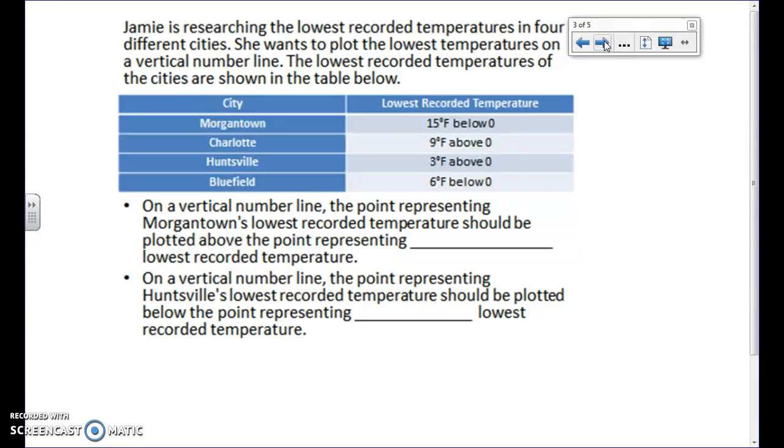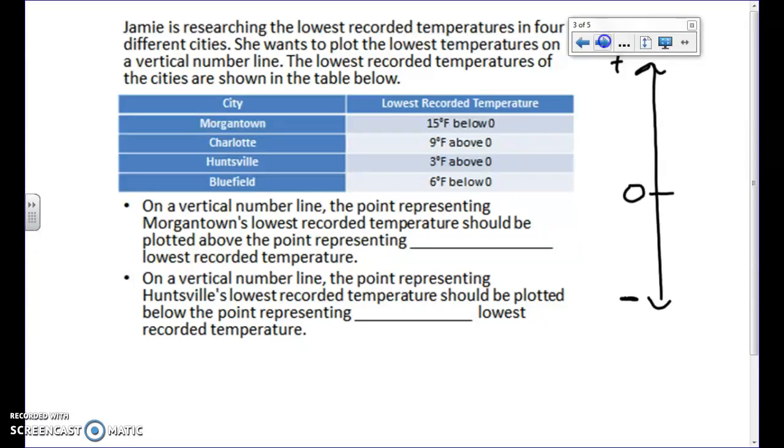The second problem here has to do with recorded temperatures. We've talked in the past about how if the temperature is above 0, it's a positive, and if it's below 0, it's a negative. It says Jamie's researching the lowest recorded temperatures in 4 different cities. She wants to plot the lowest temperatures on a vertical number line. Remember, on a vertical number line, the negatives are below and the positives are above. The higher it goes up in the air, the more positive. The lower it goes, the more negative.